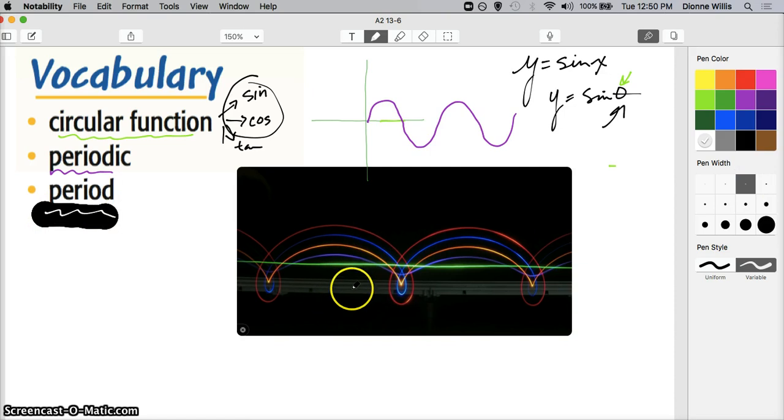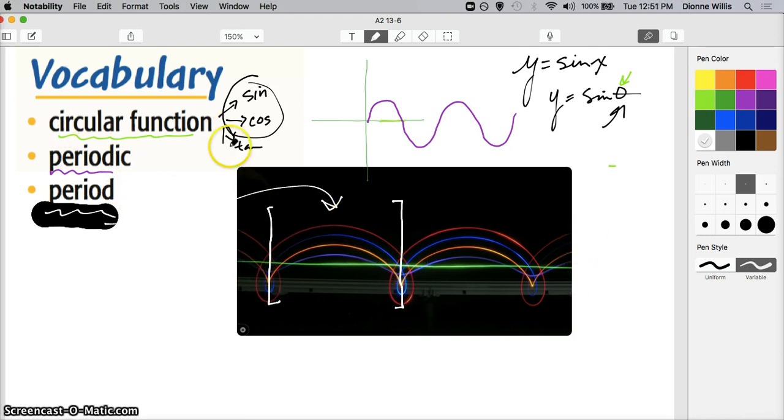So the period is going to be almost like a segment that I can cut out where we see the beginning, middle, and end, where we end where we started. It's the smallest segment that I could literally capture and cut and paste over and over again to make the full function, to make the full graph, okay? So the period is this little section right here. This is one period, and the periodic quality is that it happens over and over again.